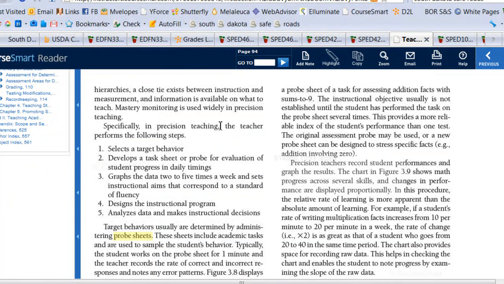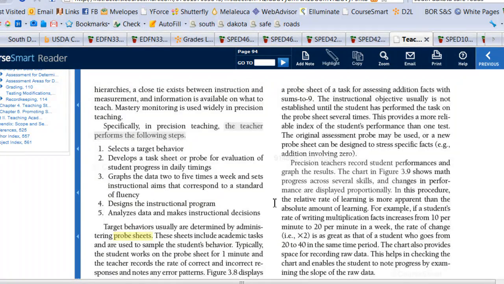Specifically precision teaching. The teacher performs the following steps. Selects that behavior, develops the task sheet or probe for evaluation, graphs the data 2 to 5 times a week, and sets instructional aims that correspond to that. 2 to 5 times of assessment, doing your 1-minute timings. Design how you're going to teach, what you're going to teach, and analyze that data to make those decisions.